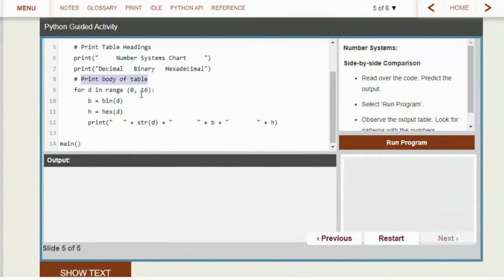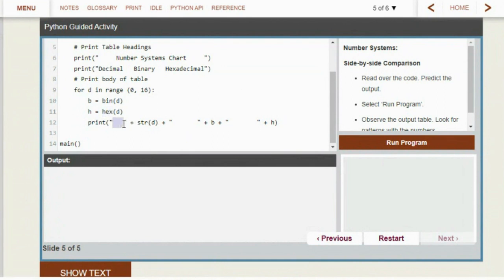So for D in range, we've created a loop that runs 16 times. Right? It runs from 0 to 15 and it stops when it gets to the 16. So B is going to be the binary equivalent of D. H is going to be the hexadecimal equivalent of D. And D is the loop number we are on. So D is going to start with 0. Then it's going to be 1 and 2 and 3 as we go through the loop. And this is going to calculate the binary and hexadecimal equivalent and print them.